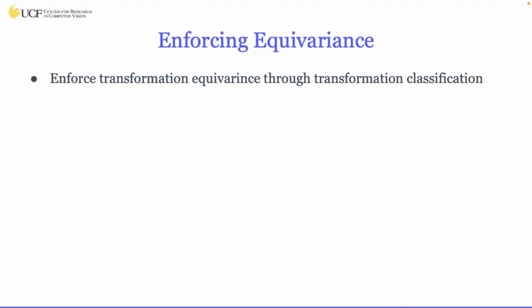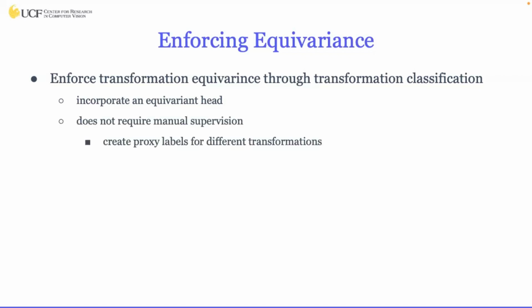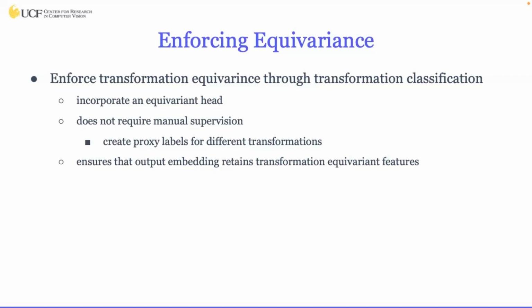For enforcing equivariance, we perform transformation classification. For that, we incorporate an equivariant head. As mentioned before, this solution works in a multitask learning framework, and it does not require any manual supervision because we can create proxy labels, since we know the input transformation we are applying. It ensures that the output embedding retains the transformation equivariant features. Basically, the objective function is a cross entropy loss where we try to classify the input transformation.